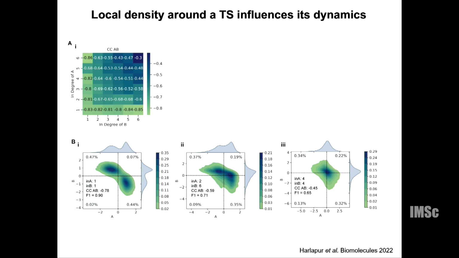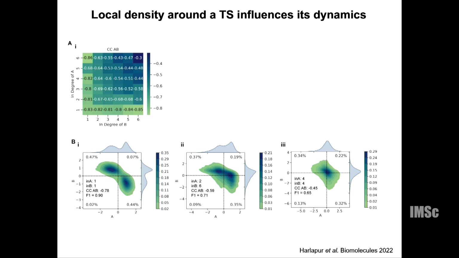Now, this is where we wanted to look more carefully at how the symmetry versus asymmetry of incoming edges on A or B made a difference. So here is an example. This is the unembedded case. In degree A is 1, in degree B is 1. So this is just A and B. And the correlation coefficient is close to minus 0.8. And F1, which basically means the number of solutions in the second and fourth quadrant, is around 0.9.